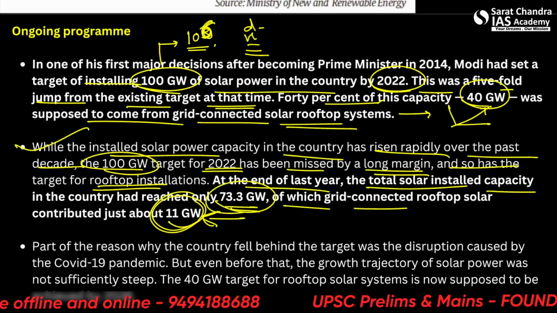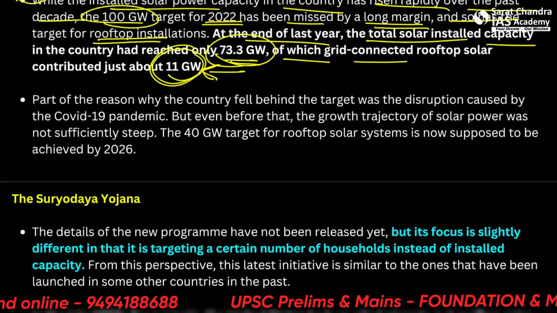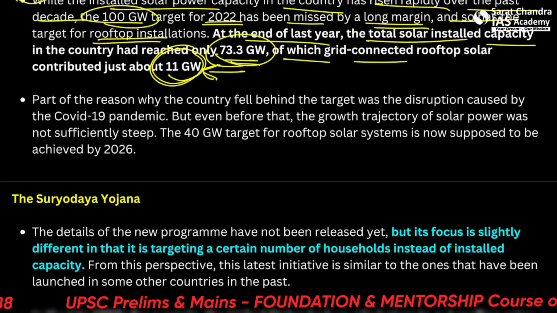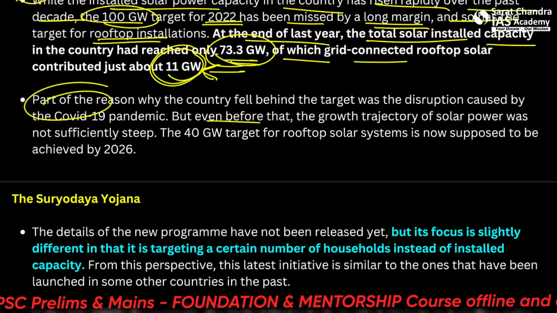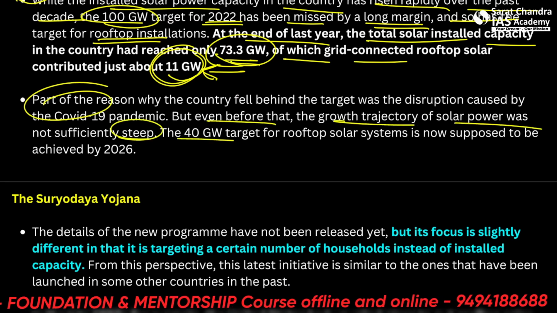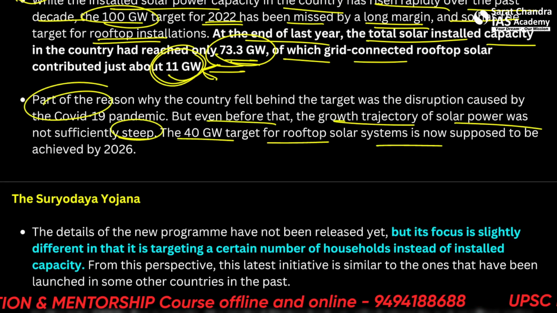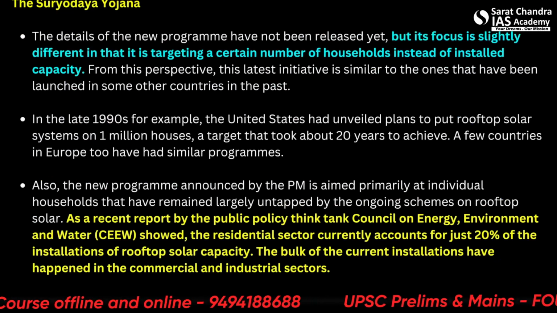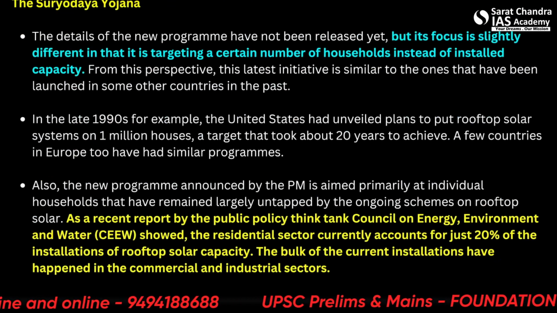So let's see why this happened. So part of the reason why the country fell behind the target was disruption caused by the COVID-19, obviously. But even before that, the growth trajectory of solar power was not sufficiently steep. The 40 gigawatt target for rooftop solar system is now supposed to be achieved by 2026. Now let's talk about the Suryodaya Yojana. What is increment or what is the push here?